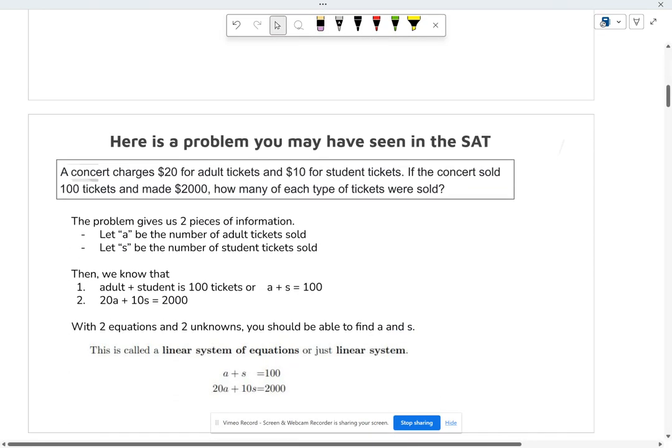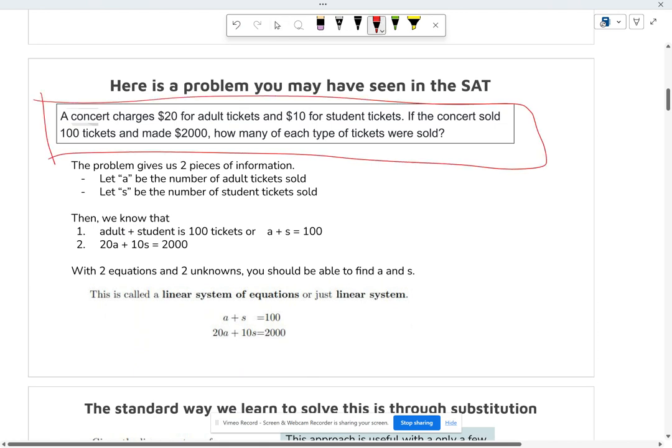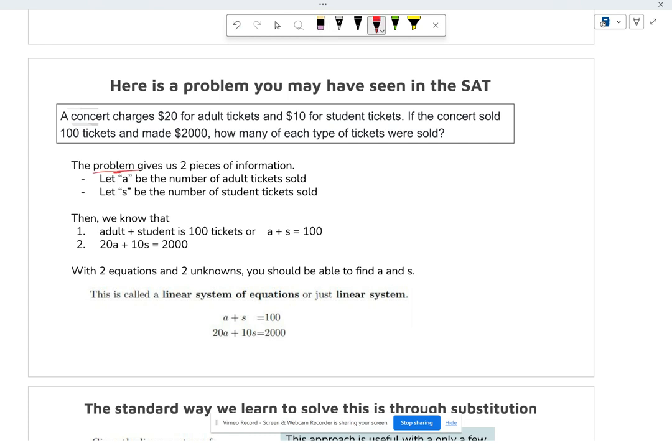Here is a problem that you may have seen. And the way you solve it is that the problem essentially gives us two pieces of information. First, we're going to let A represent the number of adult tickets sold. And we're going to let S be the number of student tickets sold. Then we know that adult ticket plus student ticket is 100, or A plus S is equal to 100.